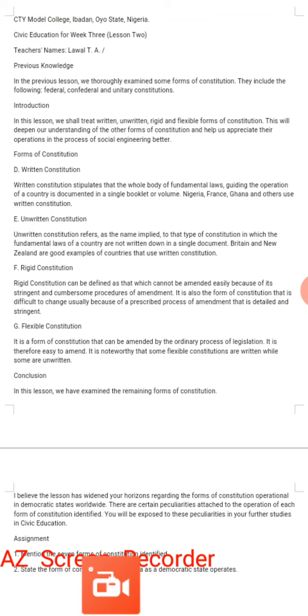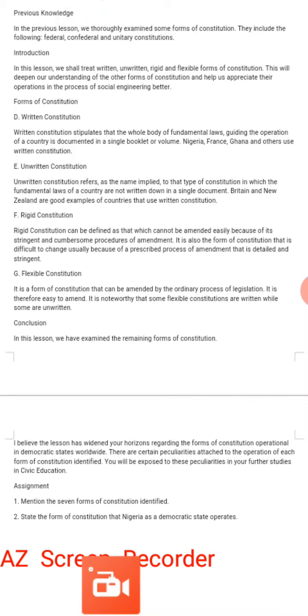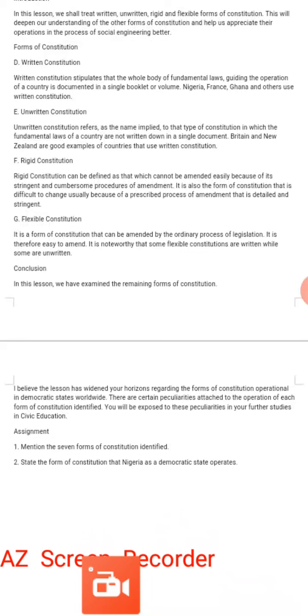The following are the other forms of constitution we shall consider. D. Written constitution. You may be surprised that we have written constitution as a form of constitution. Of course, there is. And as the name implies, written constitution stipulates that the whole body of fundamental laws guiding the operation of a country is documented in a single booklet or volume. That is, a written constitution has the whole body of laws written in a single document for easy referencing and perhaps a thorough examination.